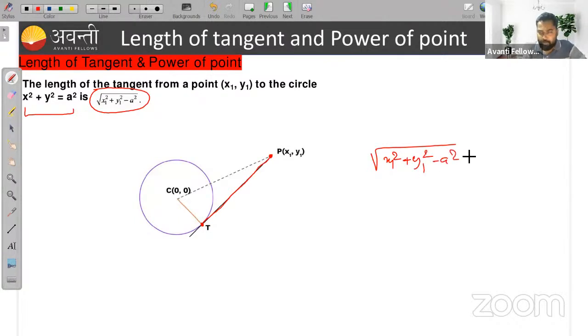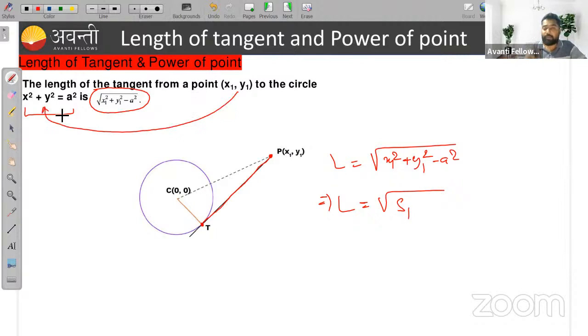So what are we doing here? If we take this length as L, we can also write L is equal to under root of S1. Yes or no? What is in the under root? S1. What is S1? It is what you get when you put the given point in the given equation. Suppose here we have x square plus y square is equal to a square.